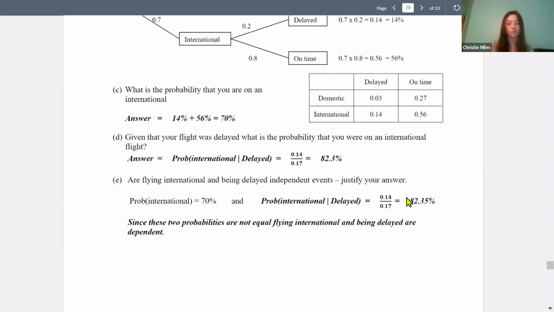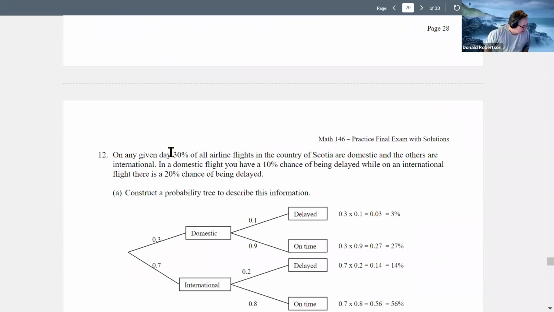And I can maybe talk you through this, right? So on any given day, 30% of airlines flights into the Scotia are domestic and the others are international. So the first branch is domestic flights and international, and 30% is 0.3, and so the other 0.7 must be international. Are you comfortable about the first branch of the tree split in 2 ways and why it's 0.3 and 0.7, right?